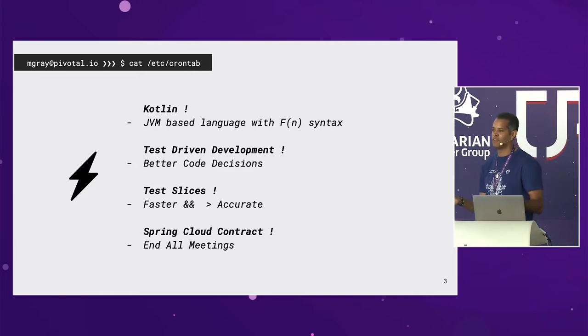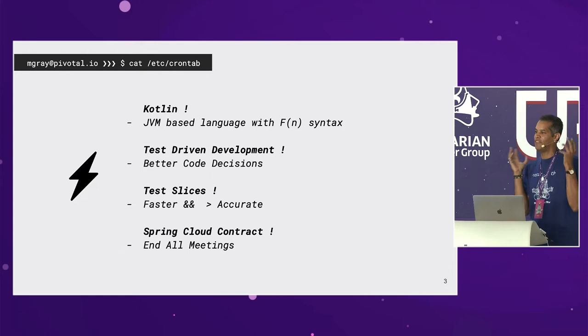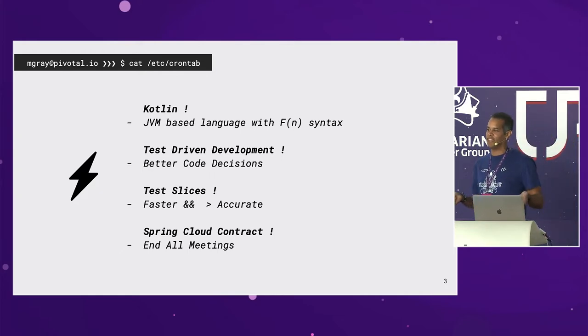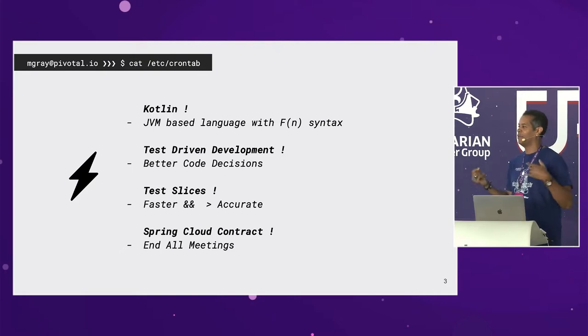It's a JVM-based language with functional syntax, meaning that I can write lambdas out of the gate without thinking about it much. Think about back in the days of Java 8, right? Writing lambdas was kind of hard. It looked kind of weird. You know you're doing something, but you're still far away from being a Scala or even being a TypeScript or, heck, JS like 7.